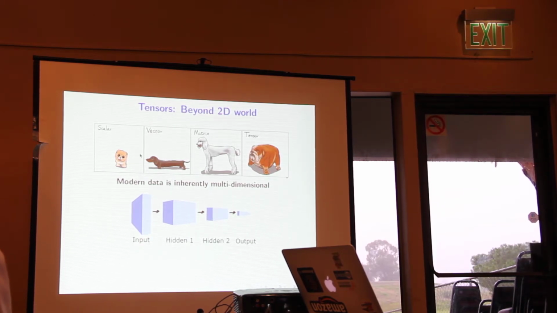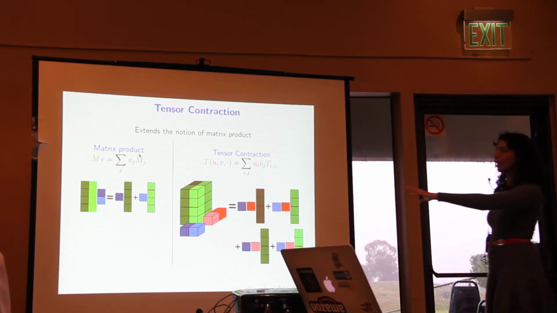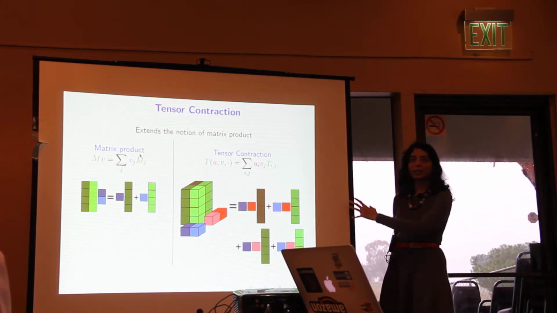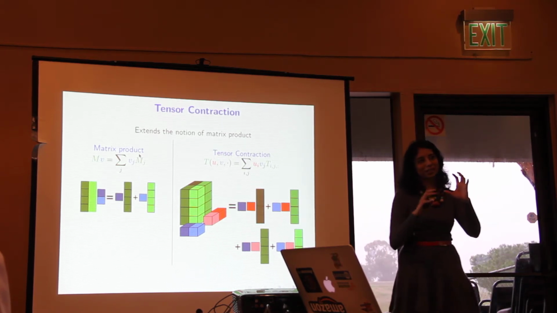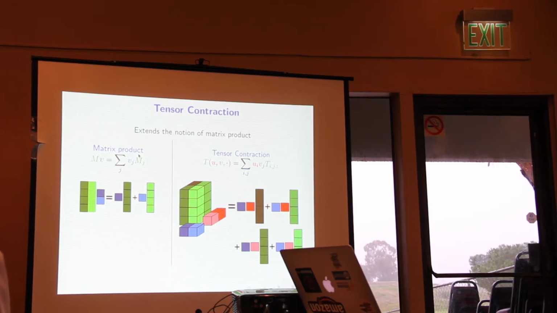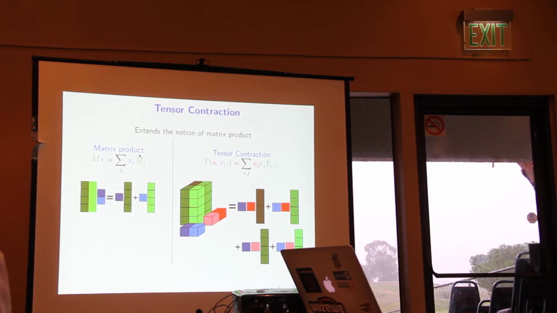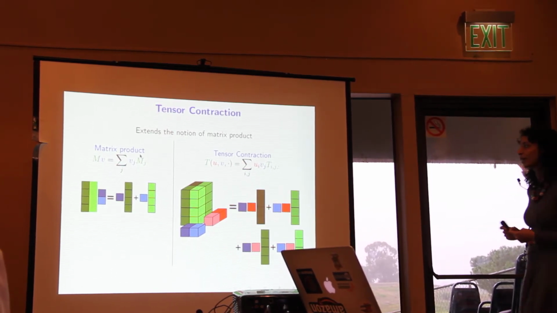So I won't give all the details, but the primitive is just as we think of matrix products, we can also think of tensor products and tensor contractions. You can operate on tensors along different dimensions. And as you keep growing the number of dimensions, you have increased representational power, and you have more flexibility in what kind of operations can be done.